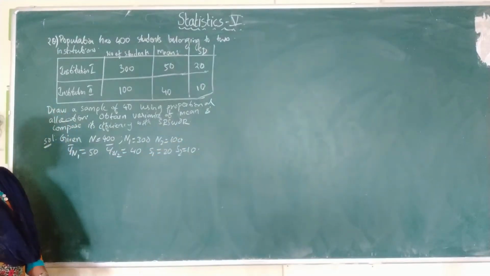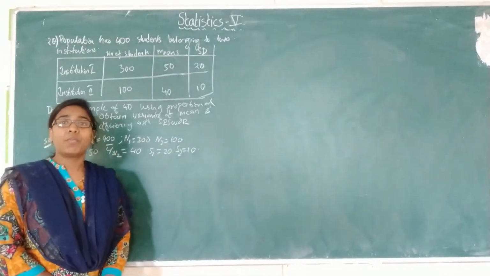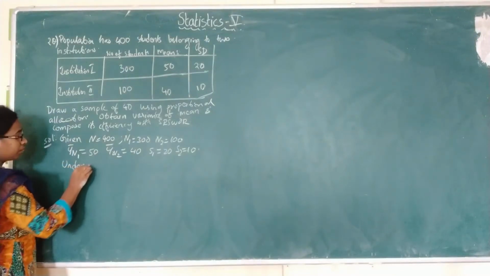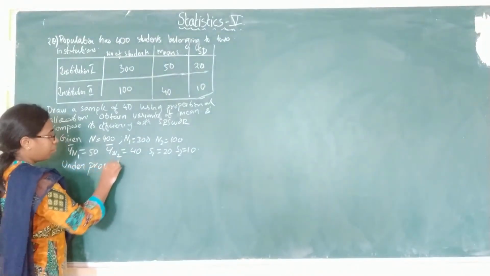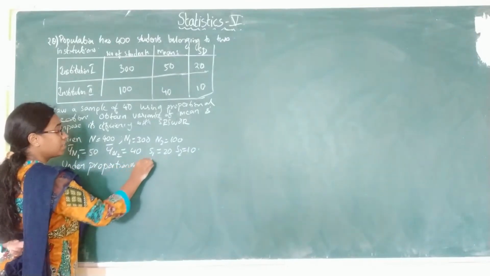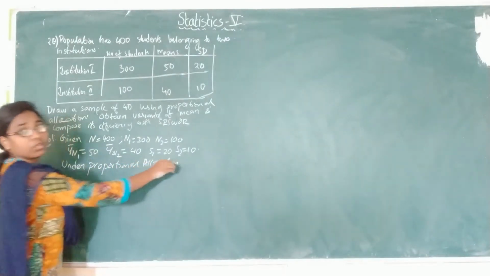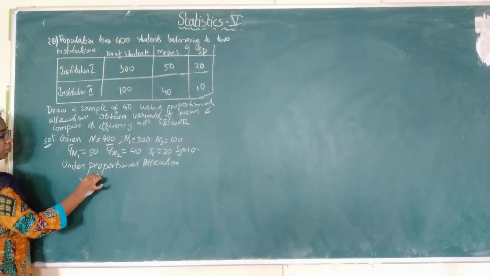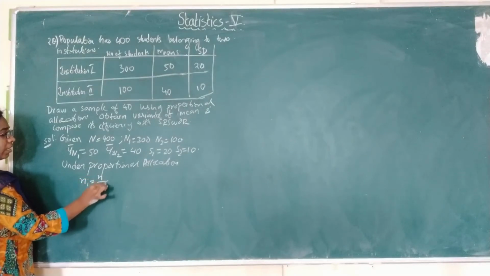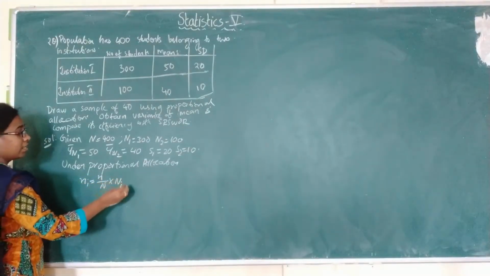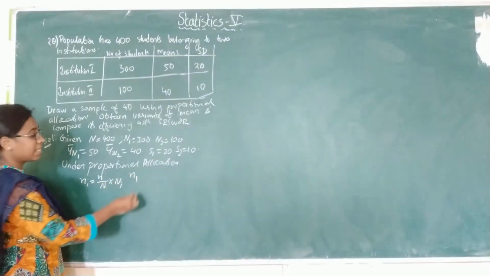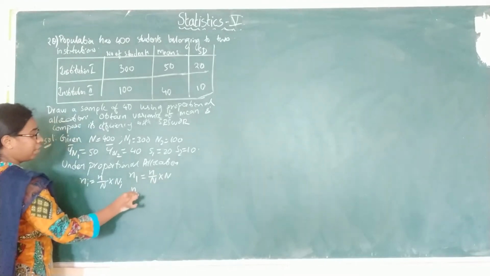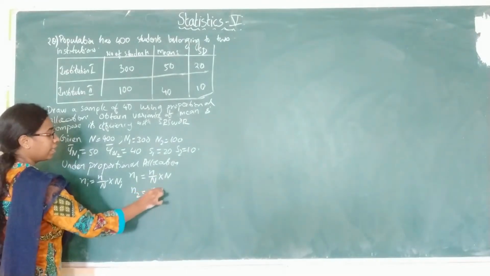So we have to draw the samples by using the proportional allocation. Under proportional allocation, what is the condition? ni equals n by N into Ni. So here we will get two samples: n1 equals n by N into N1 and n2 equals n by N into N2.